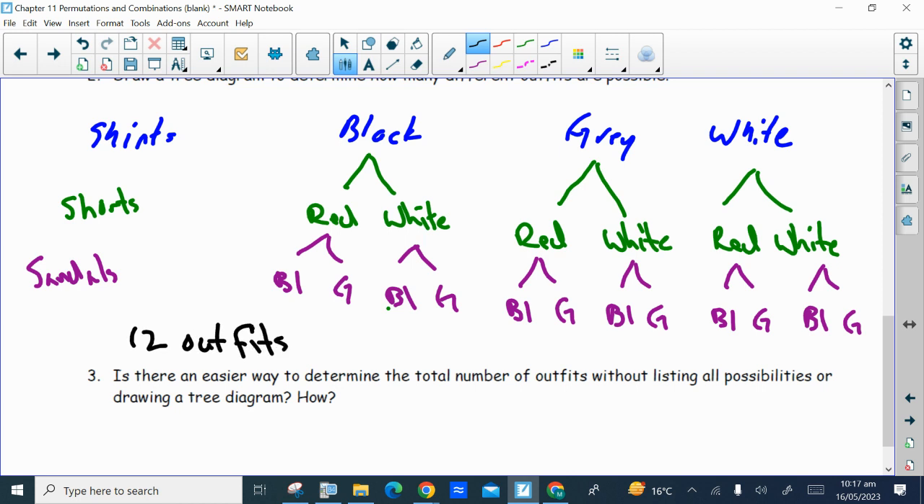So a tree diagram would work. And it's a reasonable way to do this one if you wanted, because 12 isn't a big number, right? But you can imagine if you had 5 shirts and 7 pairs of shorts and 2 pairs of sandals, how much bigger that tree diagram would be. The nice thing about the tree diagram is we can actually see what the different possibilities are. But in many cases, you're just going to want to know how many different possibilities there are. So is there an easier way to do this?